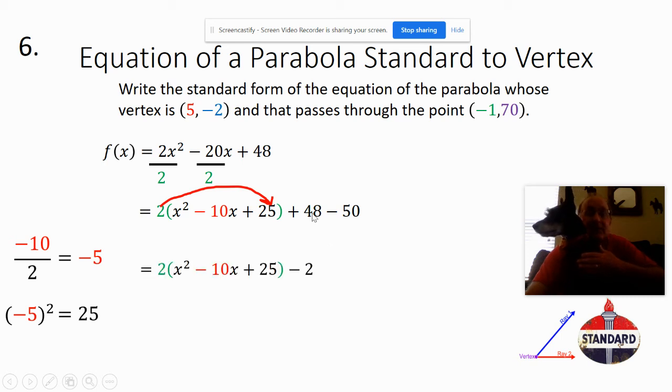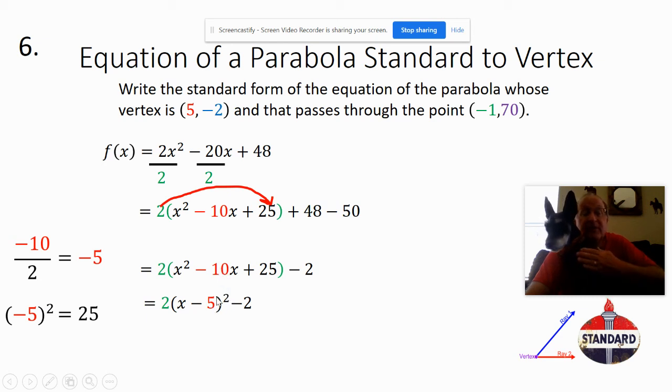And what I'm going to do now is take the 48 and minus the 50, which makes negative 2. And then this inside parentheses part here is a complete square. This is a perfect square that I can simply get by taking quantity x minus 5 times x minus 5. That's why I made it a perfect square.